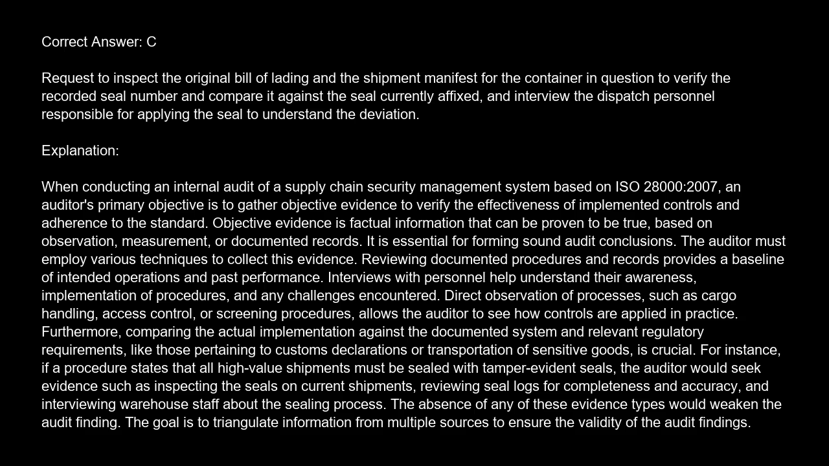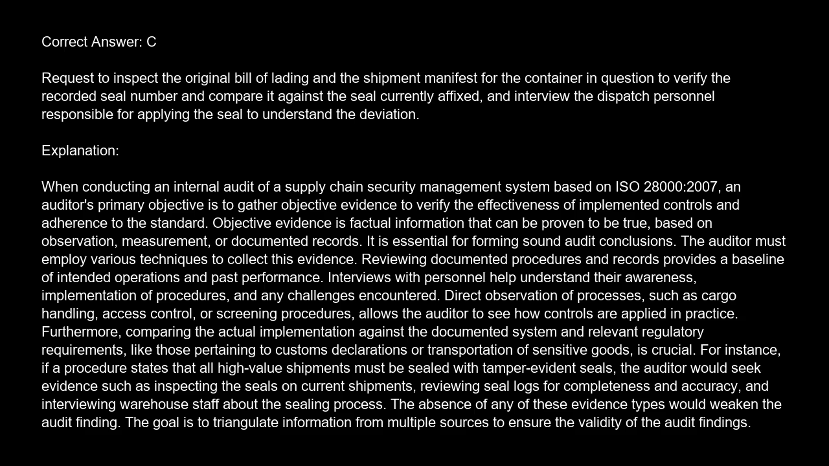Explanation. When conducting an internal audit of a supply chain security management system based on ISO 28000-2007, an auditor's primary objective is to gather objective evidence to verify the effectiveness of implemented controls and adherence to the standard. Objective evidence is factual information that can be proven to be true based on observation, measurement, or documented records. It is essential for forming sound audit conclusions. The auditor must employ various techniques to collect this evidence.